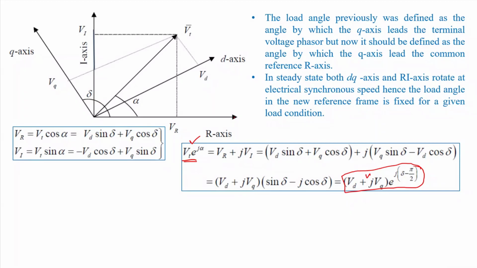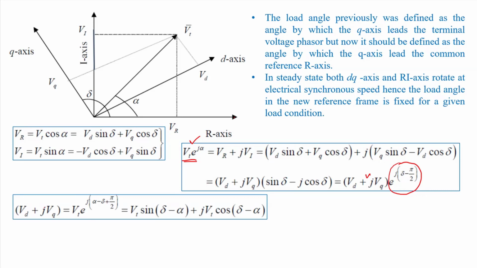So it is very essential. Whether it is a current quantity or a voltage quantity, it doesn't matter, we need to multiply by this factor. This factor is e to the power j of delta minus pi by 2, in order to transform the dq axis quantities into the common reference frame quantities, right?